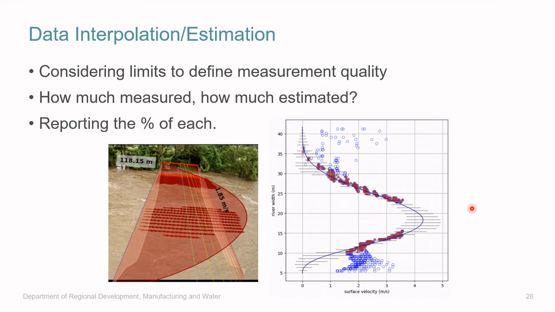Another thing that we're looking to introduce is some guidance around data interpolation and estimation, and considering limits to define the measurement quality based on how much data has been estimated rather than actually measured, and the reporting of the percentage of each of those to allow a decision to be made on the quality of the measurement.